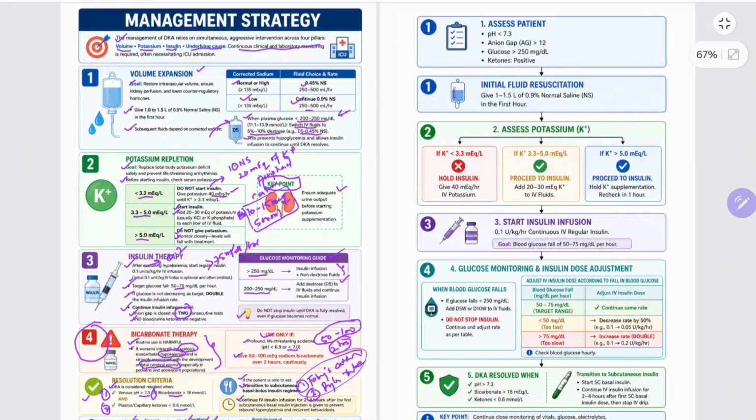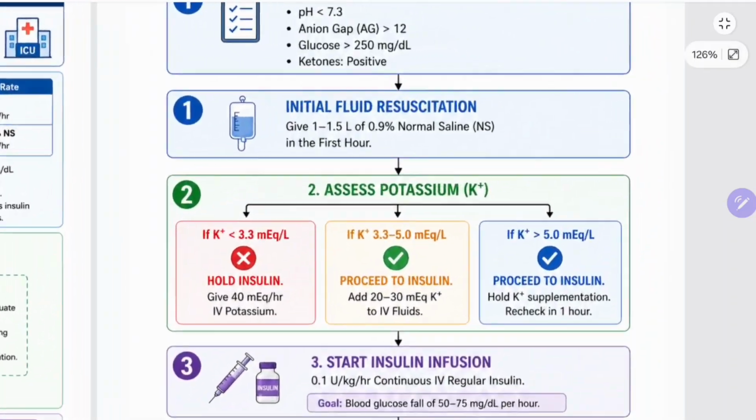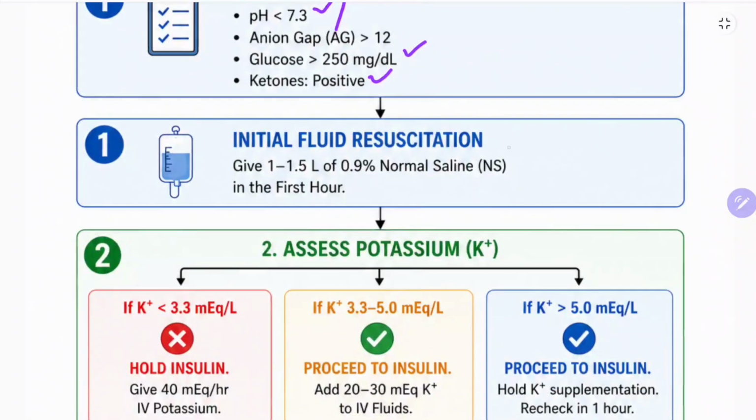So that is about the management of diabetic ketoacidosis. Same thing in the form of a flowchart. First, we are assessing the patient. If the pH is less than 7.3, glucose is more than 250 milligram per deciliter, and ketones are positive, then the patient is in DKA. We give 1 to 1.5 liters of 0.9% saline in the first hour.